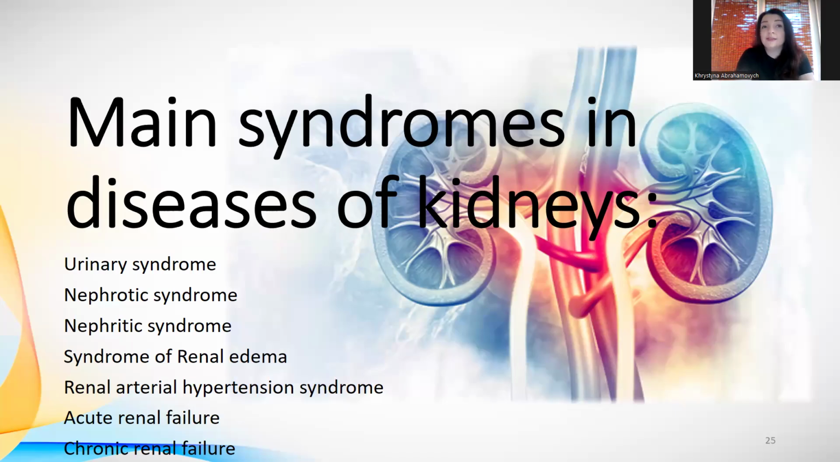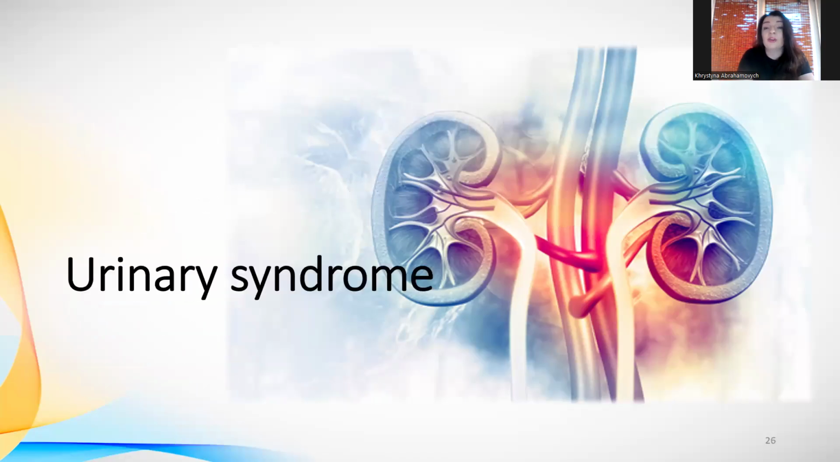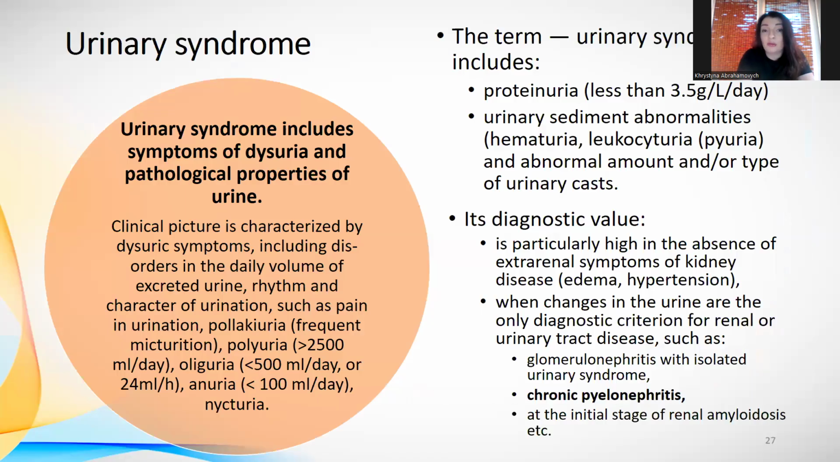Now, main syndromes in diseases of the kidneys. Here we distinguish the following syndromes: urinary syndrome, nephrotic and nephritic syndrome, syndrome of renal edema, renal artery hypertension syndrome, acute renal failure, and chronic renal failure. First, urinary syndrome. What should we know about it? It includes symptoms of dysuria and pathological properties of urine.